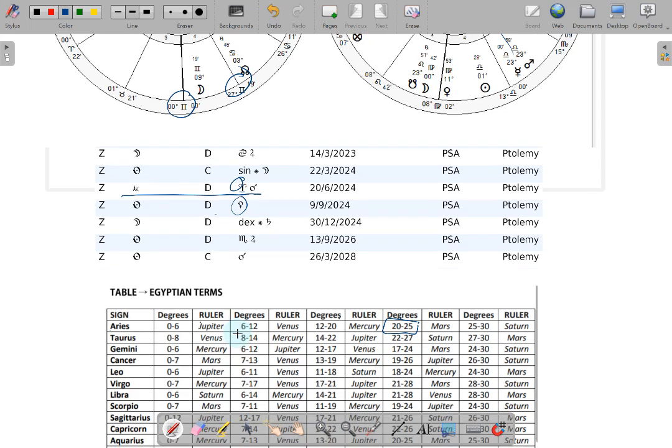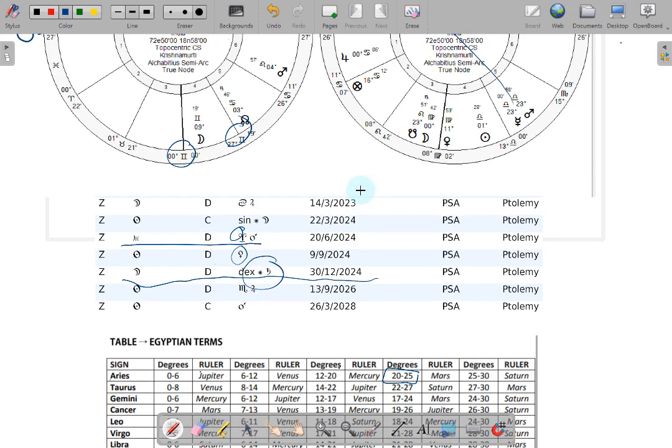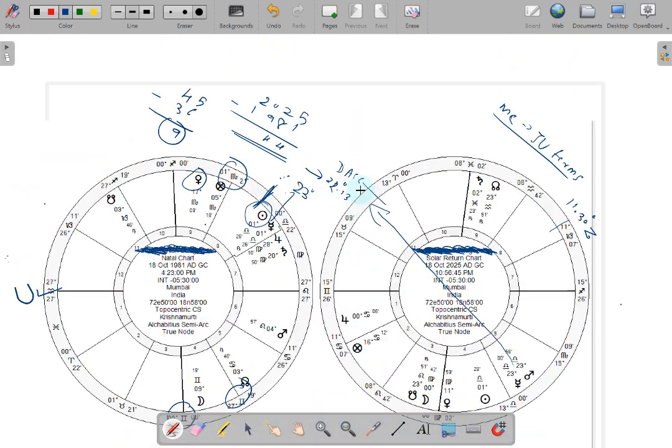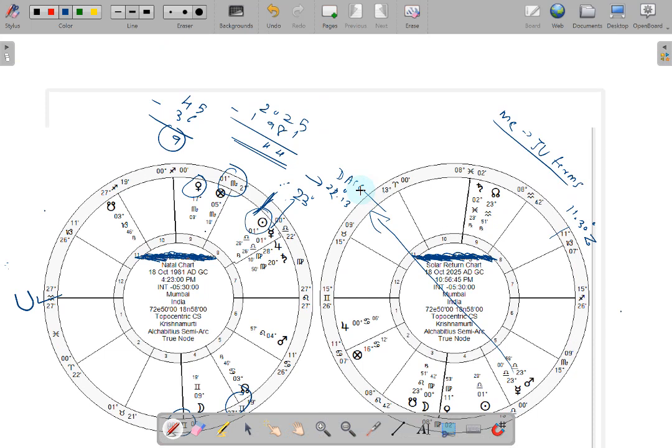The moon, the most recent direction, almost like end of 2024, was the moon directed to a sextile of Saturn. So Saturn becomes another important promiser. Okay, now let us look at Saturn. Whether Saturn has any connection with the ninth house. So yes, Saturn is placed in the ninth house of the solar return chart.